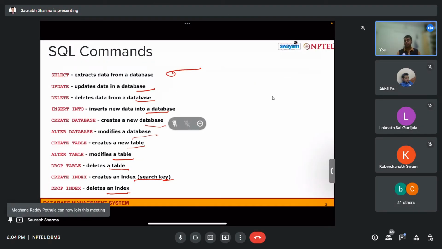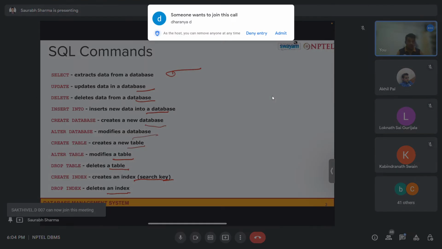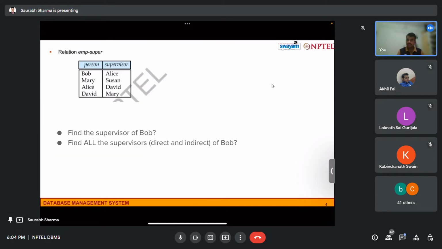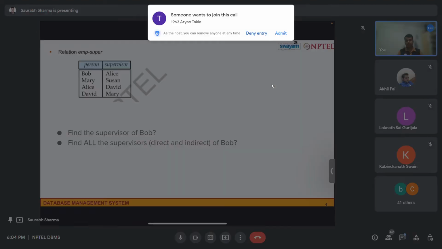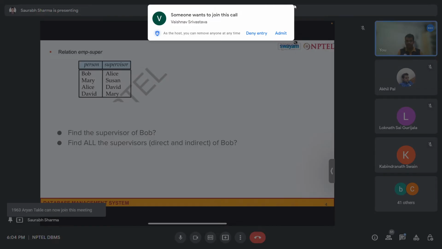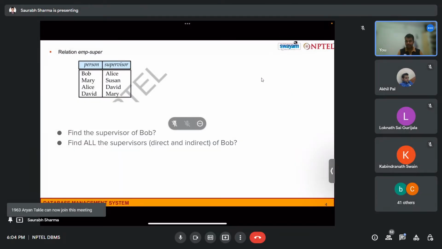In relational algebra, we have already gone through how we write the queries in a particular form. Now we will write related queries against it. So this question is given in the week 2 content. There are three questions. I will go through only two. First is we have to find the supervisor. Then we have to find all the supervisors, direct and indirect, of Bob. So there is a relation given, employee supervisor.